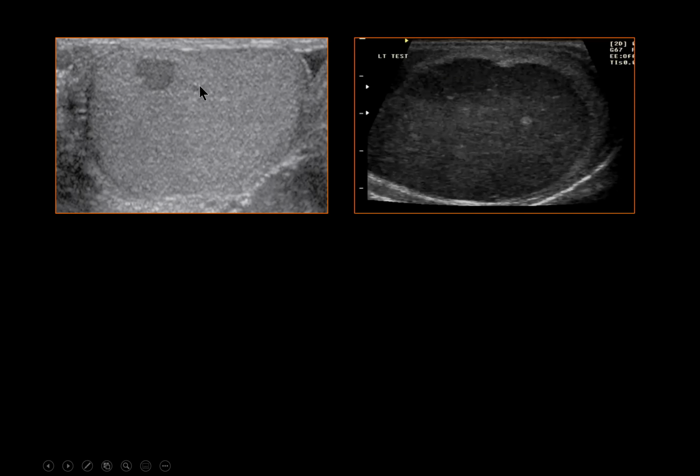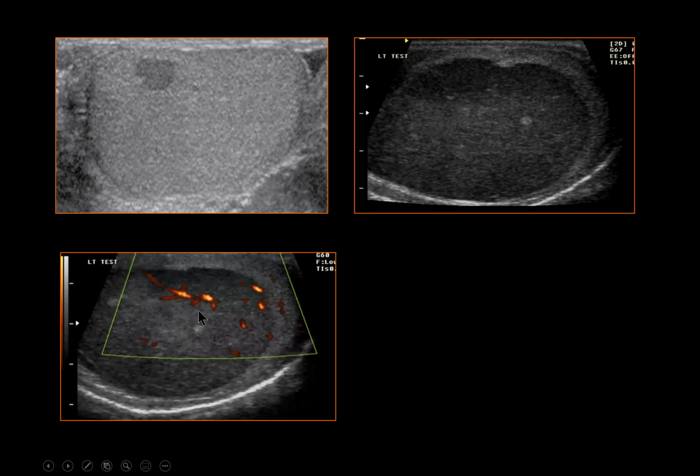And here, this is a very large seminoma that is mostly replacing the parenchyma of the testis. It has a homogeneous echo pattern. Here you can see a very small space or remnant of the testis. Other areas are replaced by the mass, the seminoma. On color Doppler, here you will see the flow showing the feeding vessels.